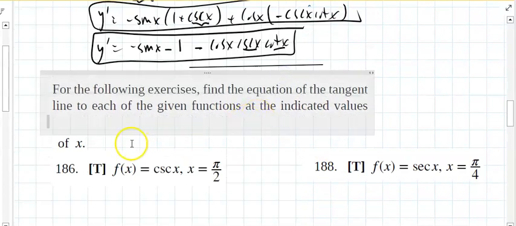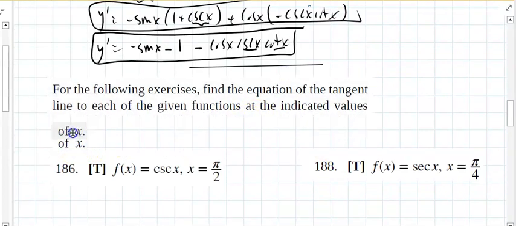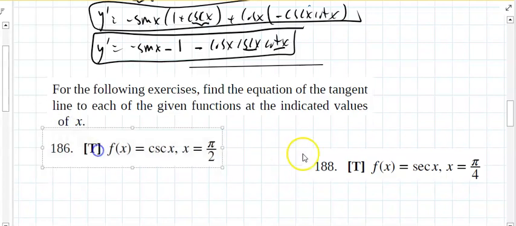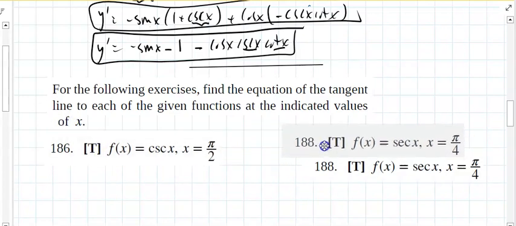Find an equation of a tangent line. That's something that's never going to get old. We're going to do this non-stop.